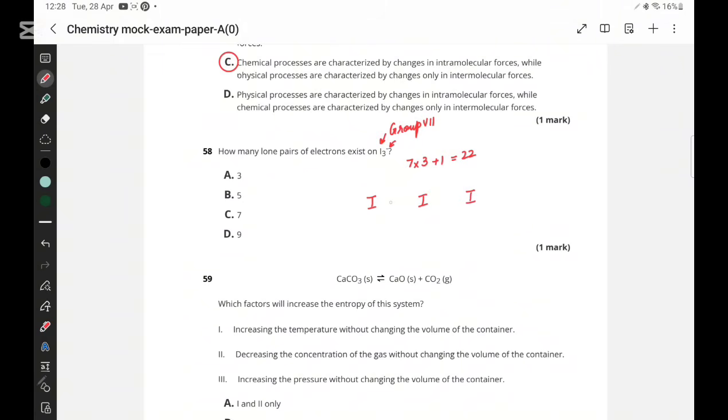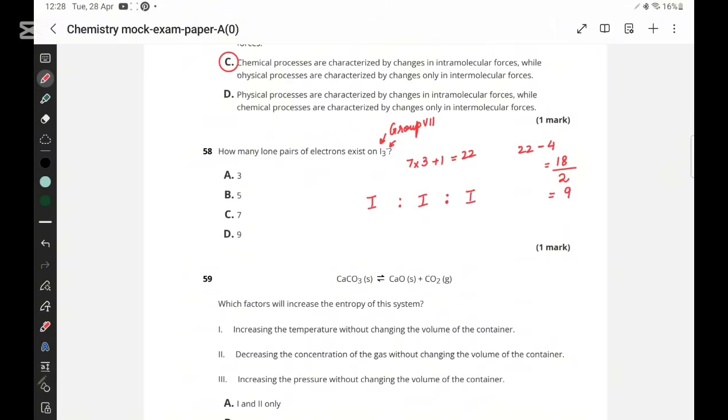When we draw the structure of I3 minus, you can see we have one bond pair here, one bond pair here. So the remaining is going to be the lone pairs. How can we find the lone pairs here? 22 minus 4 bonding electrons, which becomes equal to 18. We have 4 bonding electrons, 1 2 3 4, and then divide by 2. That means we are going to have 9 lone pairs.